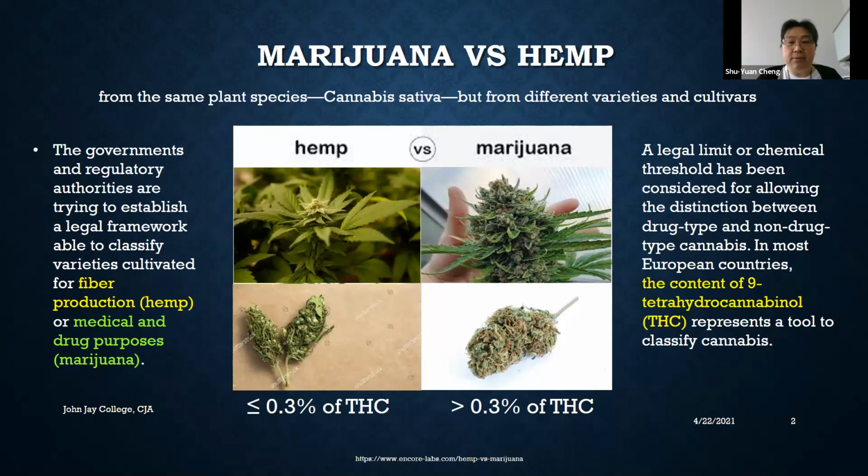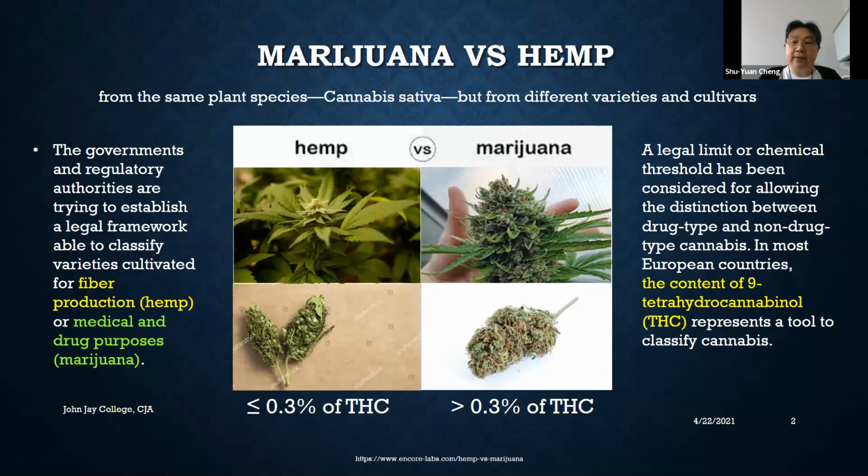So what is this? The marijuana and hemp actually come from the same plant species, Cannabis sativa, but they are from different varieties. The hemp is mainly used for fiber production, for the carpet and the rope, because they have high fiber content. Marijuana, on the other side, may have a medicinal purpose. It also can make you high.